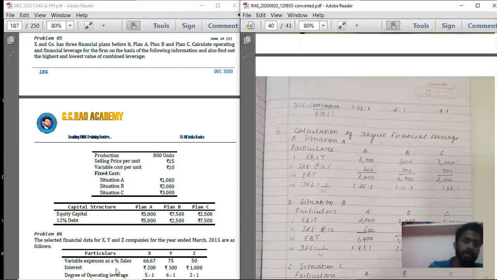Here they have given 12% debt and equity capital. So 12% debt under plan A is 5000, 2500, and 7500. So interest at the rate of 12% under plan A, 5000 into 12%, that is 600, within bracket 600.